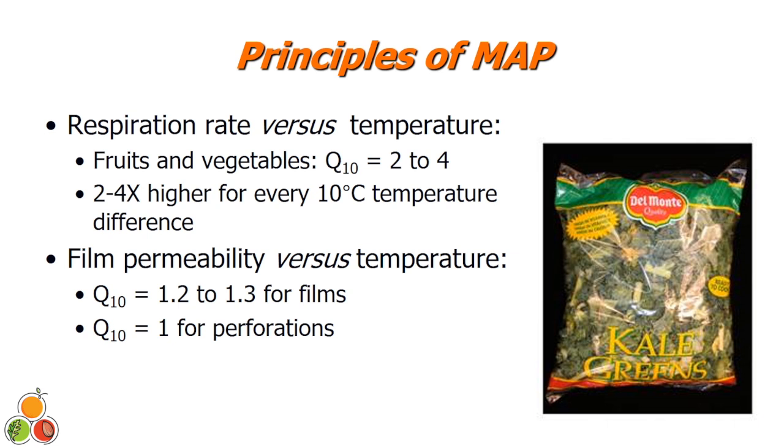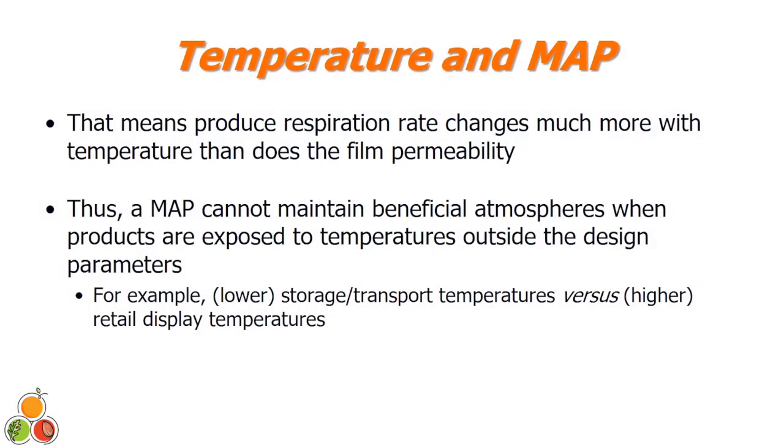Films don't respond to temperature nearly as sensitively. So the Q10 for most films is only 1.2 to 1.3. It's about 1 for perforations within the temperature range that we deal with in produce handling. So much less than the change in respiration rate of the product. So that means that the produce respiration rate changes much more with temperature than the film permeability.